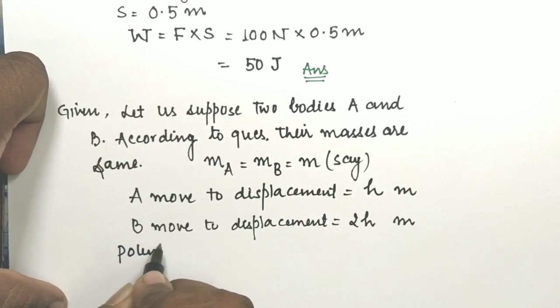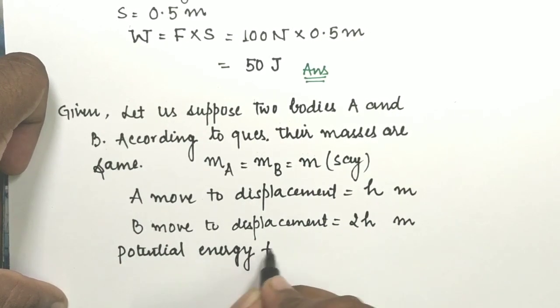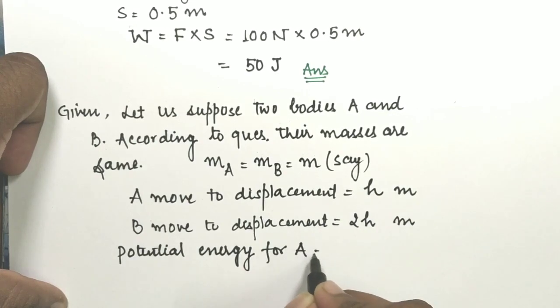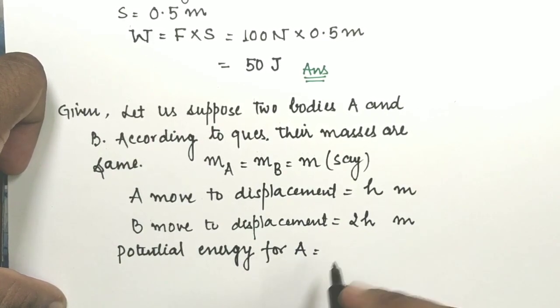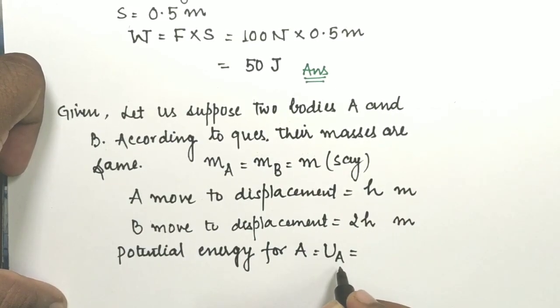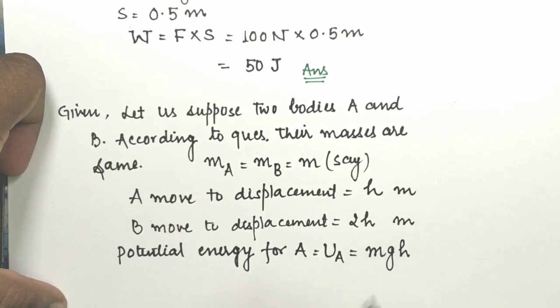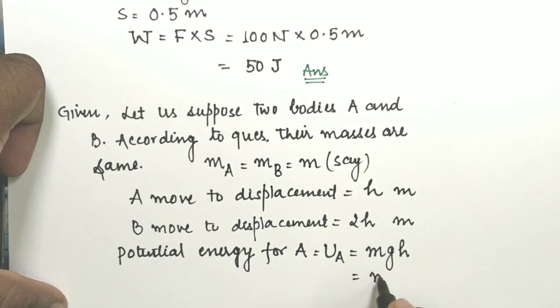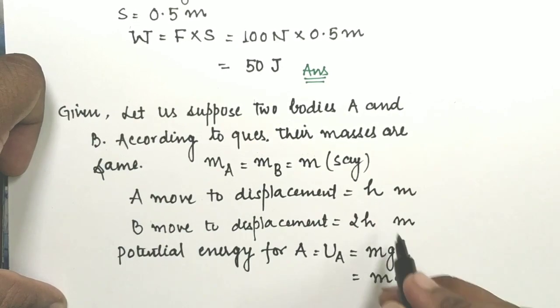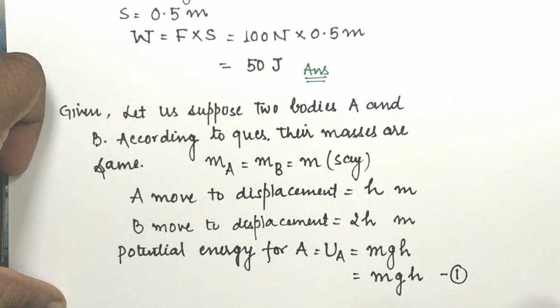So here the potential energy for A will be, as we know, UA. The potential energy of body A is equal to the product of mass into gravity into height. Here mass is M, gravity is g, and the displacement is also given as h. So the potential energy for body A is mgh.